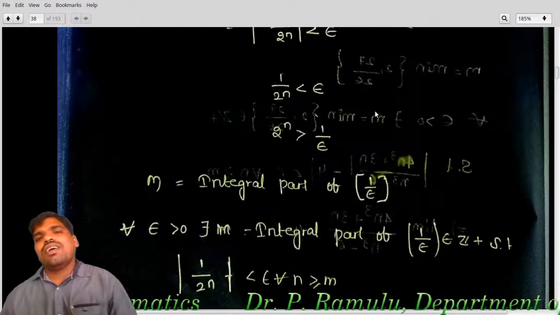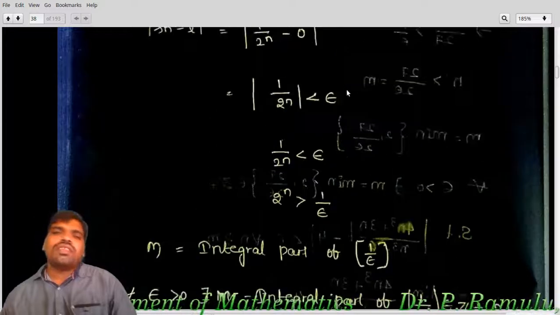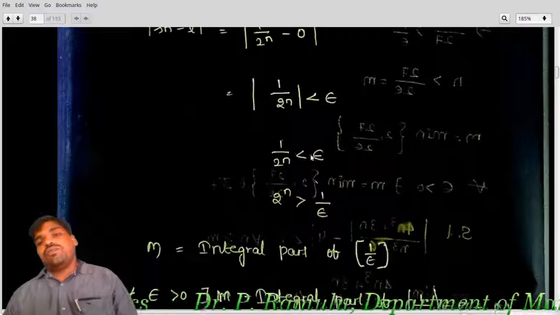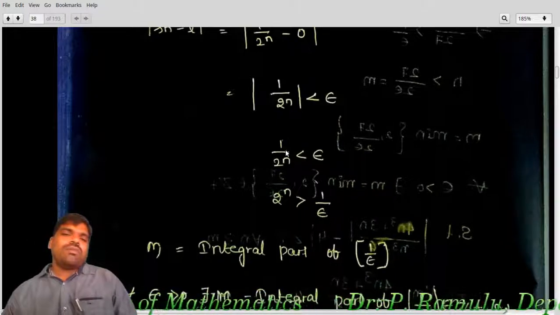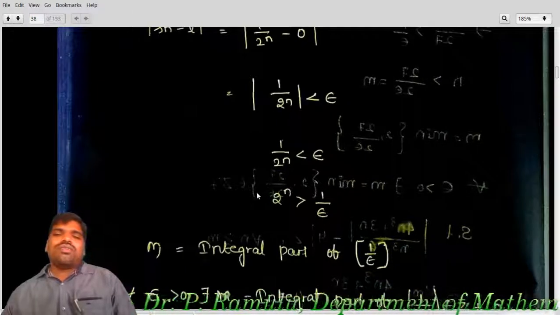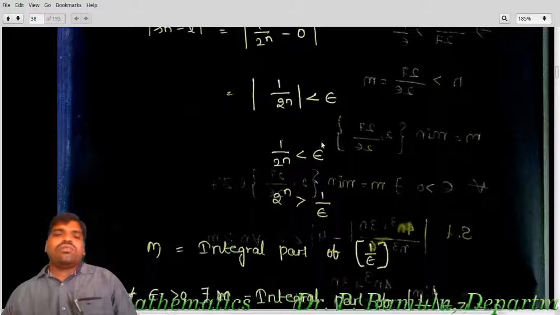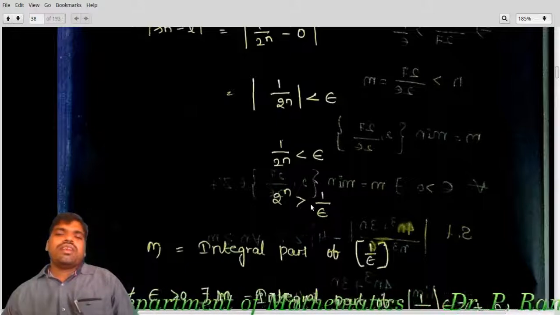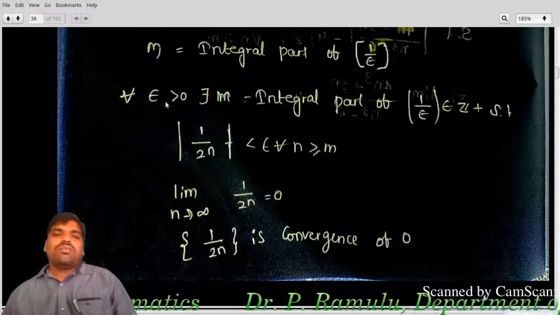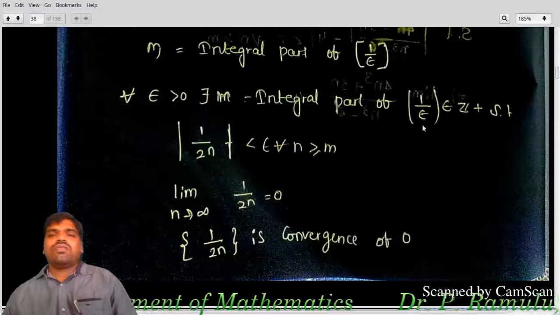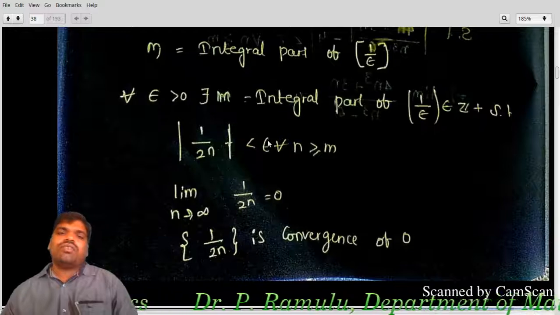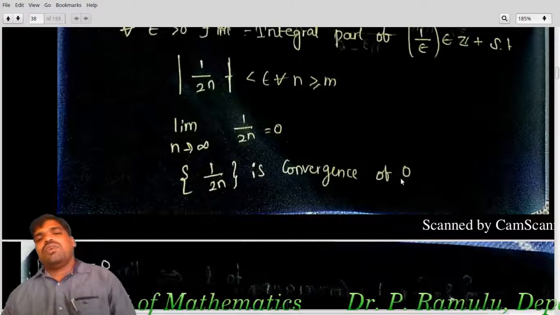Otherwise, one thing you can do here: 1 by 2 power n is less than 1 by n for all n. If 1 by n is less than epsilon, the same epsilon works for this also. You can do that also. Therefore, for every epsilon there is m equal to the integral part of 1 by epsilon plus 1, such that modulus of 1 by 2 power n minus 0 is less than epsilon. 1 by 2 power n converges to 0.